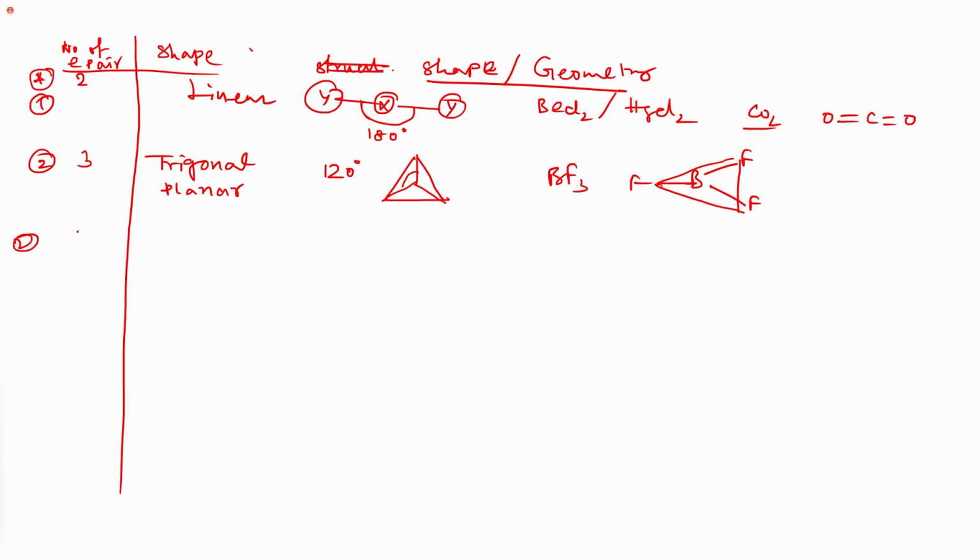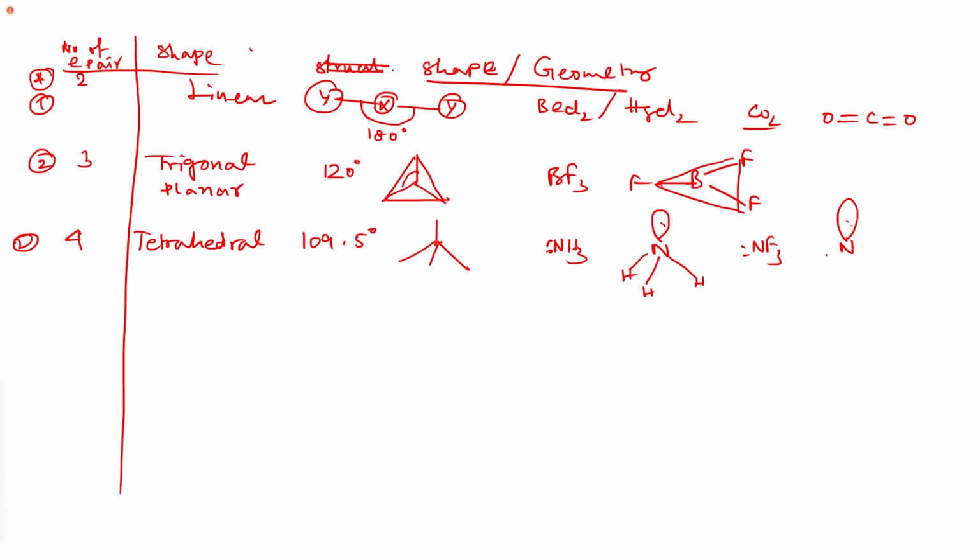Now you see it is a 4, so this is the tetrahedral. When it is tetrahedral, then the angle will be 109.5 degree. Okay, so the structure will be like that. For example, NH3 ammonia, this lone pair will be in that position, hydrogen in that position, and that position. Suppose NF3, so nitrogen will be the position, this is the fluorine, and this will be the fluorine, and this will be the fluorine. It will be like that actually, above the plane and then below the plane.